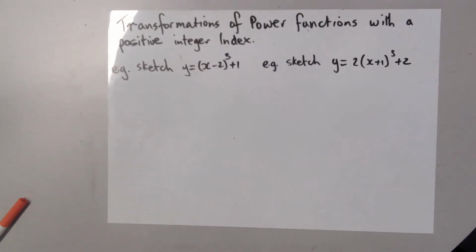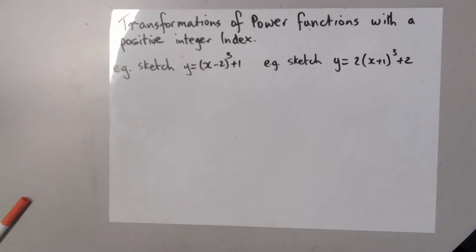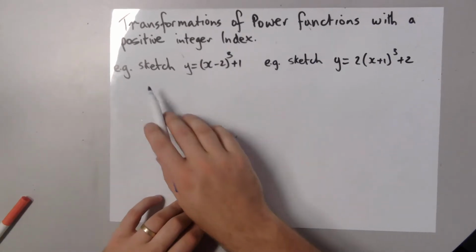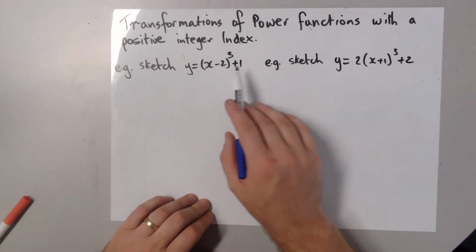Hi, I'm Benny D, and in this video we're going to look at transformations of power functions with a positive integer index. These are pretty straightforward, very similar to other functions. They're best shown with a couple of examples. So we need to sketch y equals (x − 2)³ + 1.